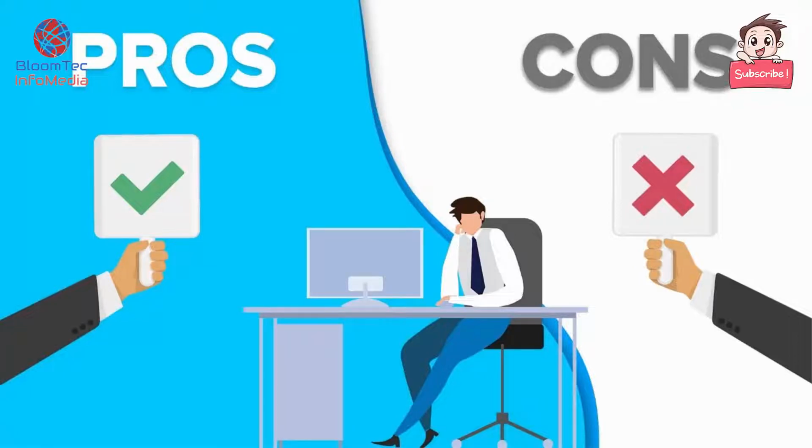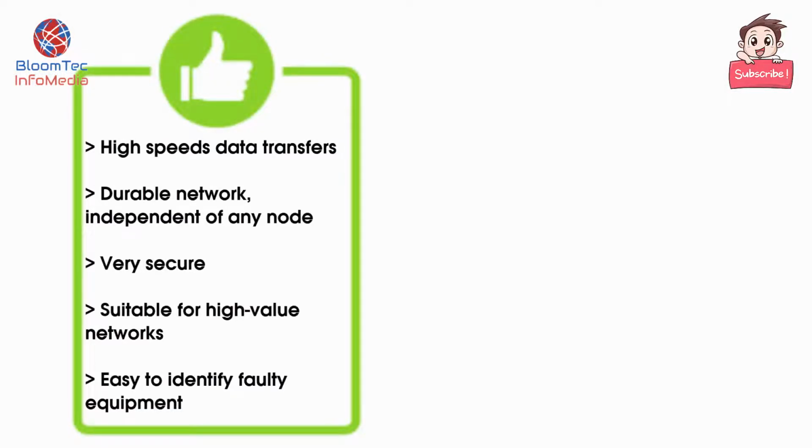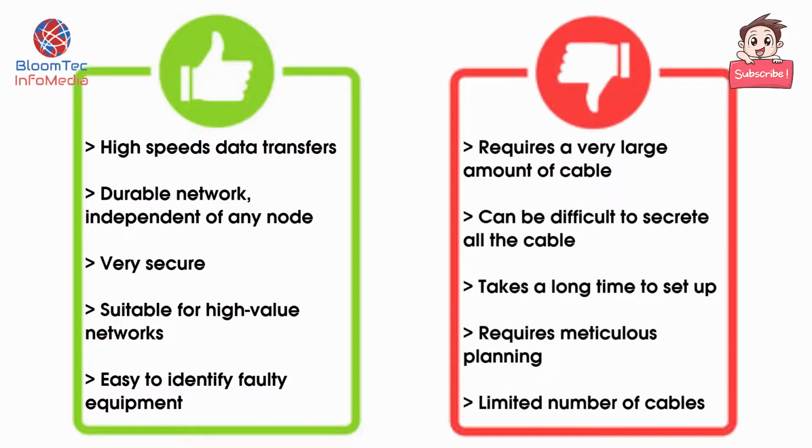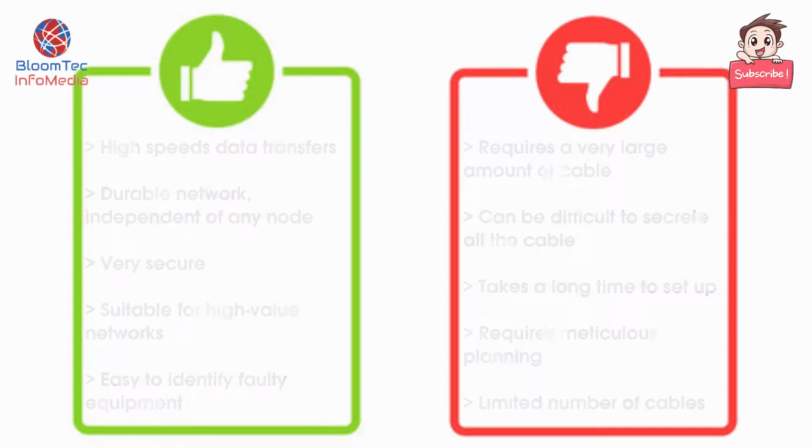Pros and cons. High speed data transfers, durable network that isn't dependent on any one node. Very secure, suitable for high-value networks for small to middle-sized networks. Easy to identify faulty equipment. Requires a very large amount of cable. Can be difficult to secrete all the cable. Takes a long time to set up. Requires meticulous planning. There is a limit to the number of cables each computer can accommodate.